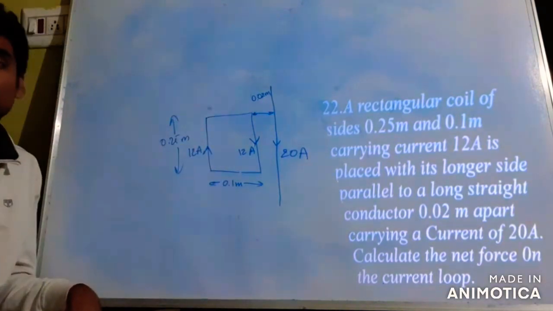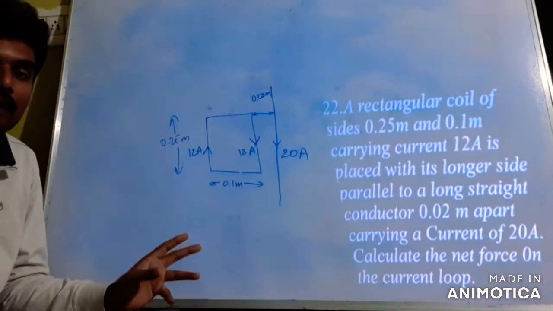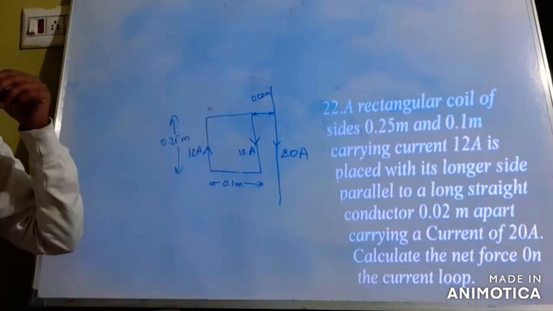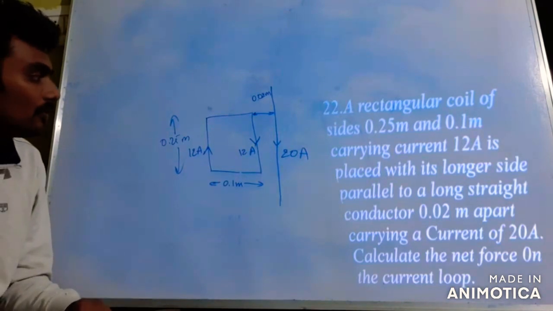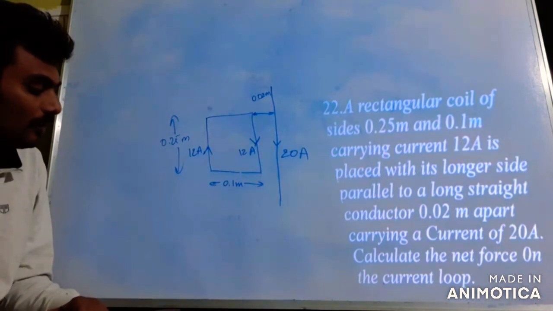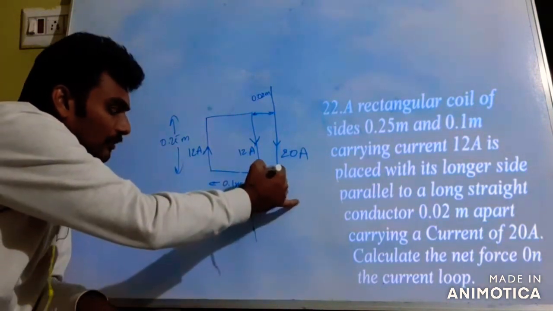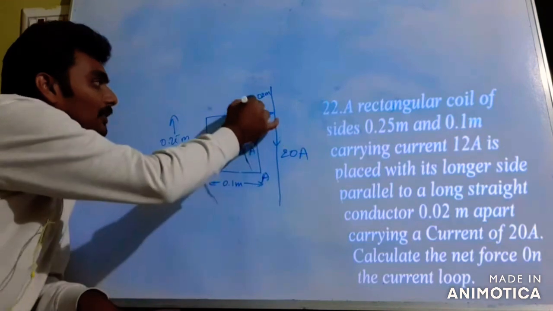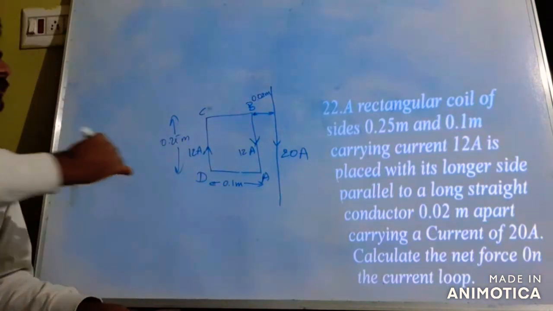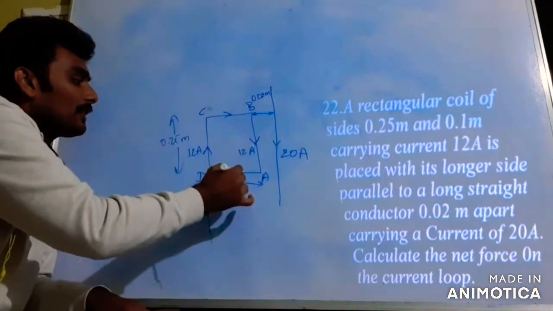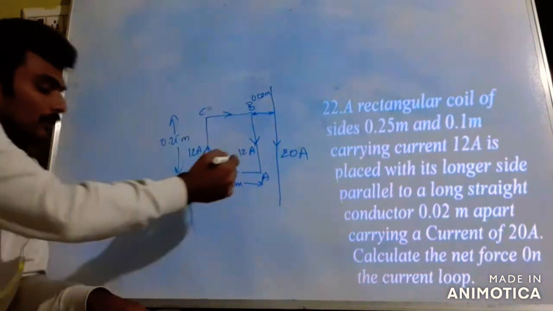All the forces on different parts of the coil have to be considered, and they shall be added vectorially to get the net force. So first of all, let me name it as ABCD. If I want to take the same as a preference, I'll take it as ABCD. Okay, so the current through them is, one is like this and the other is like this, right?